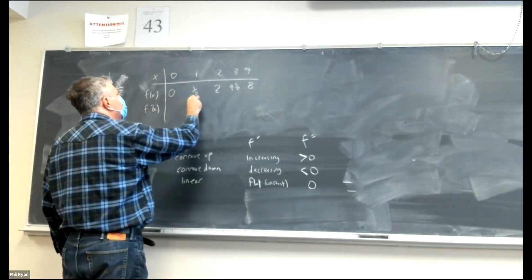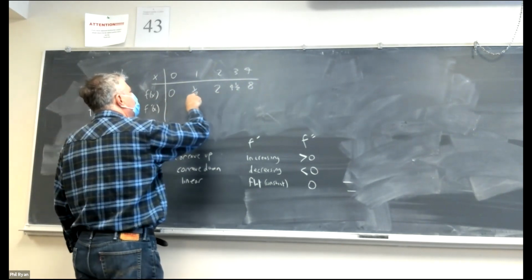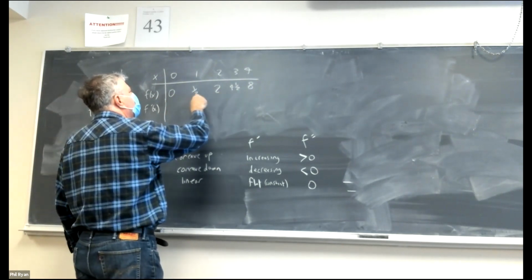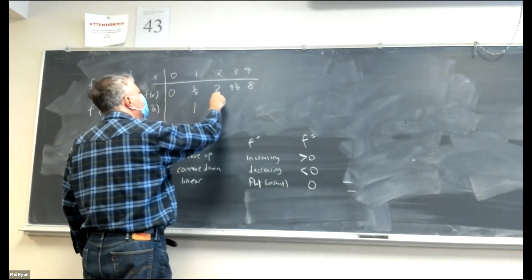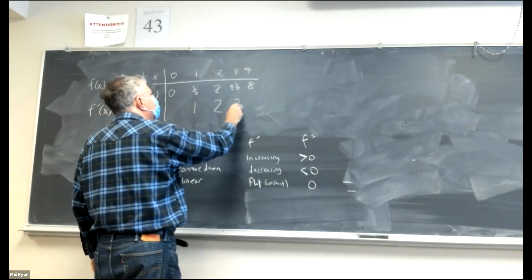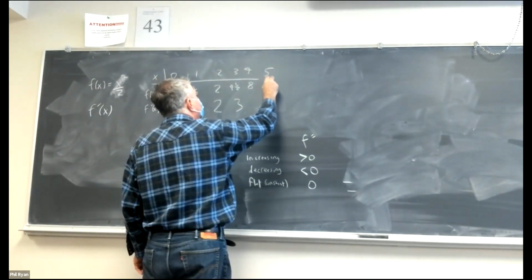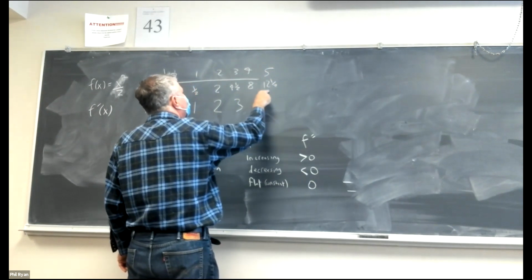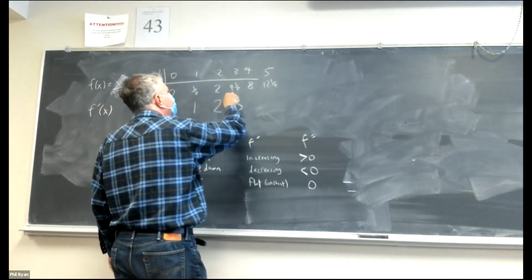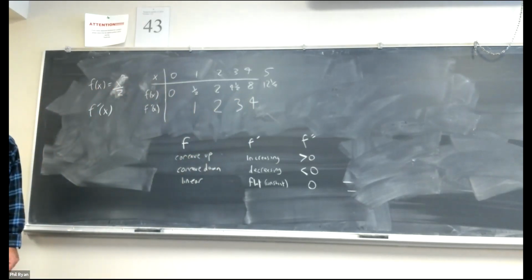2 divided by 2 is 1. Here we get 4.5 minus 1/2 is 4. 4 divided by 2 is 2. 8 minus 2 is 6, divided by 2 is 3. We do 5, we get 12.5. 12.5 minus 4.5 is 8, divided by 2 is 4. Anyone like to make a guess what f prime of x is?